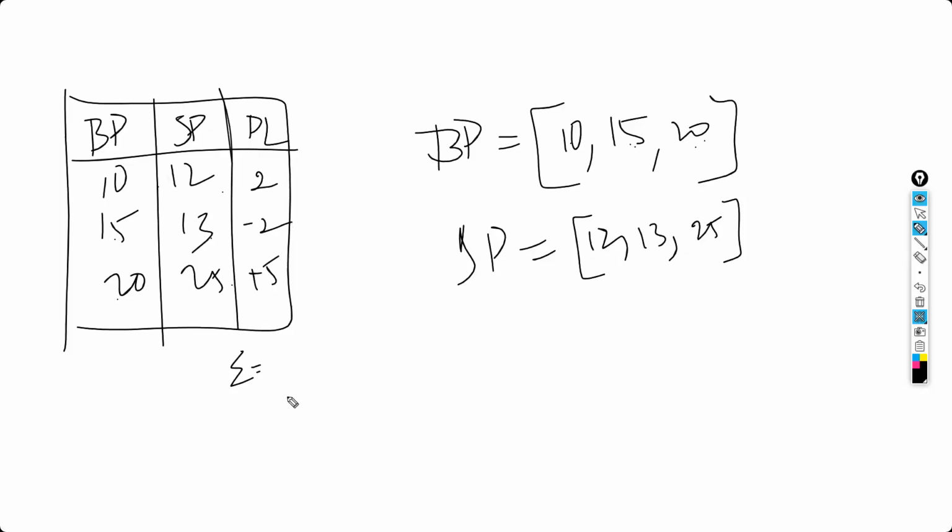Now what is the total? The total amount of profit is 5. I want these three values, and at the same time I want this value. Write the code. What are you going to do? First, assume it is a list. If it is a list, what is the code you are going to write?